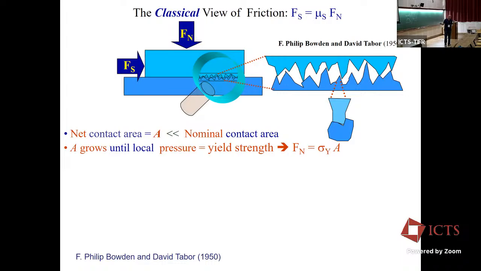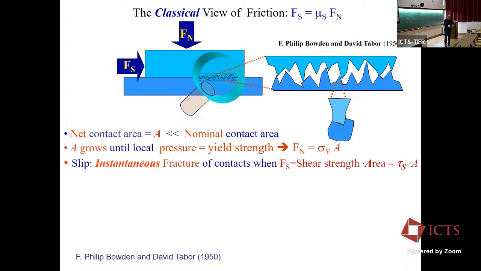Okay. So the idea is that the real area of contact will grow until the local pressure is equal to the yield strength of the material. So that gives us that the normal force is proportional, with the yield stress, to the real area of contact. Okay, but we want this thing to slide. We want to make an earthquake or something. So we start to push. Well, how hard do we have to push? With this picture, it's very easy, because we're assuming, of course, that all of these contacts will give up instantaneously, so we have to apply a force that's equal to the shear strength times the area, again, of all the contacts.